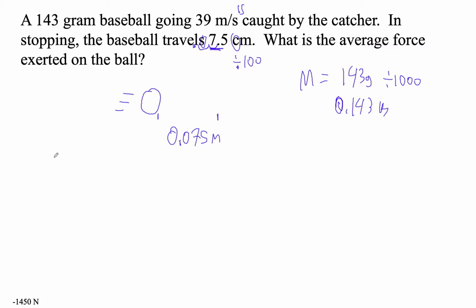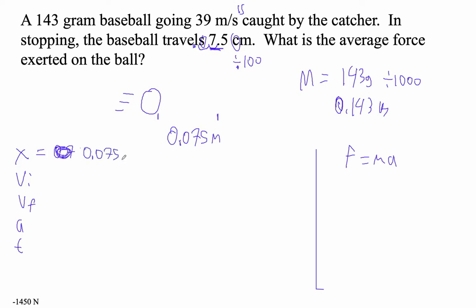So we have to solve kinematics first, then we'll do F equals ma, right? So F equals ma is the last thing we'll do. The first thing we'll do is this: x, vi, vf, a, and t. Okay, so let's see. I guess it moves forward 0.075 meters, right? Okay, so this is the positive direction, this will be the negative direction.